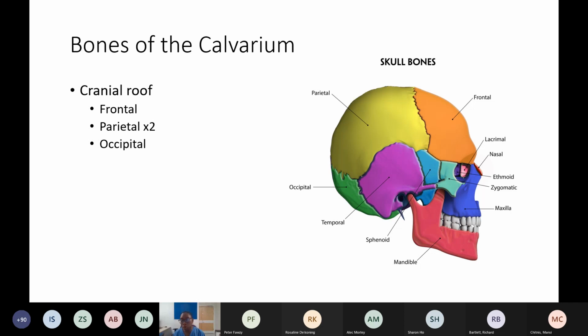So starting off with the bones of the calvarium or the bones of the cranial roof. These are essentially named after the lobes that are underneath them. So for example, you have the frontal bone that covers the frontal lobe, the two parietal bones that cover the parietal lobe, and the occipital bone at the back.